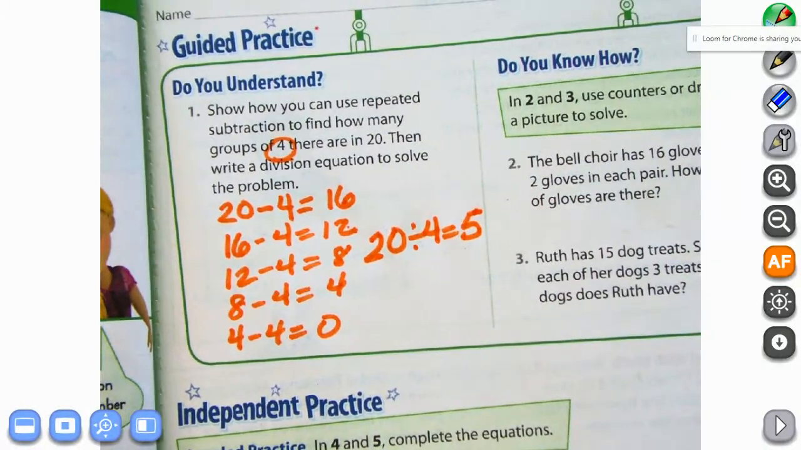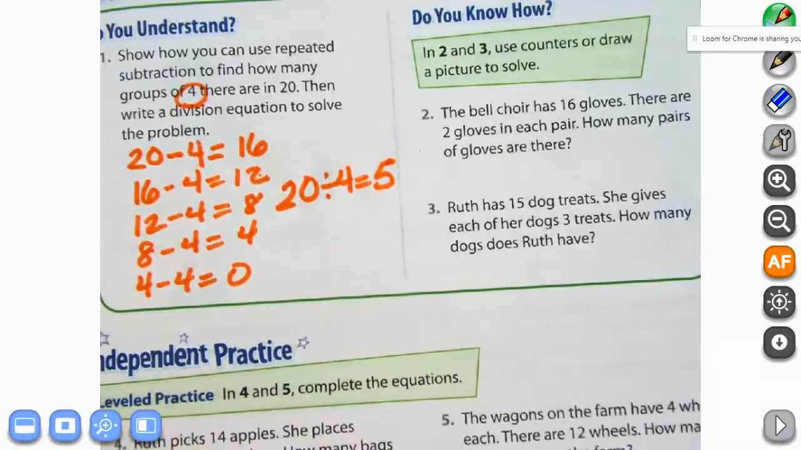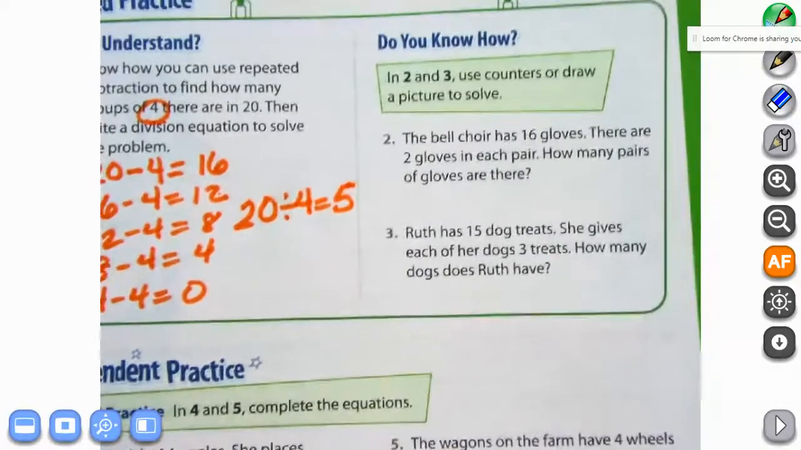Okay, go ahead and pause that and make sure you get that written down on your paper. All right, and we're going to go to number 2 when you are finished writing that.